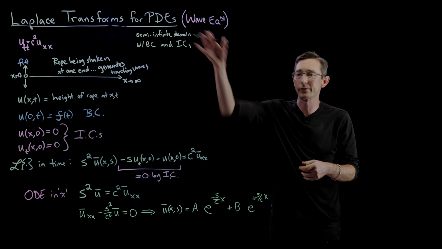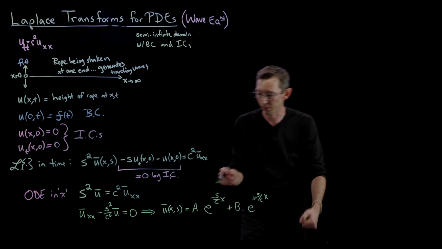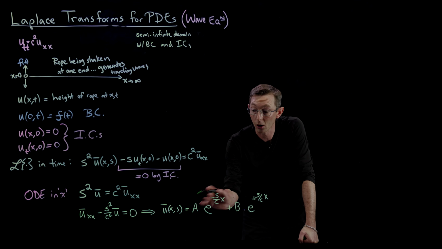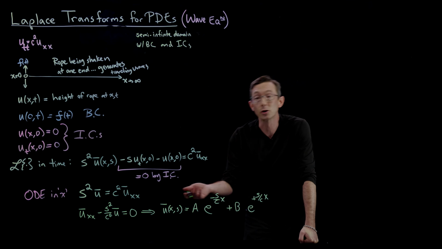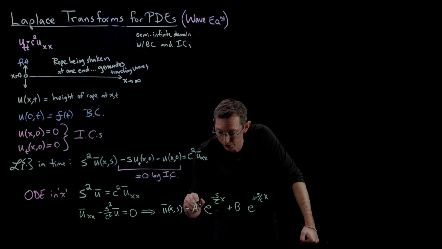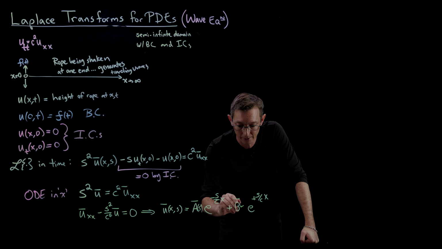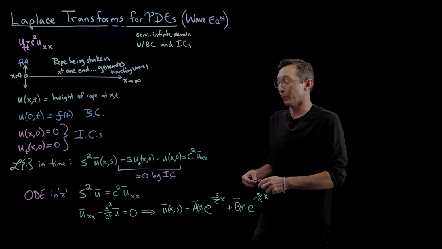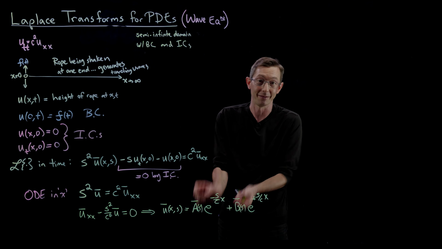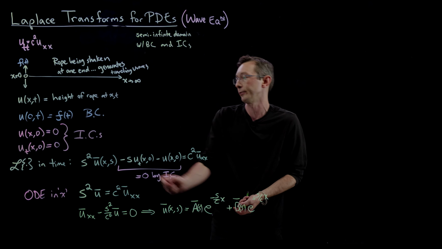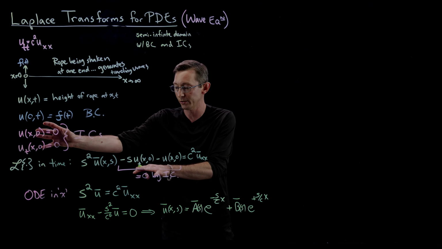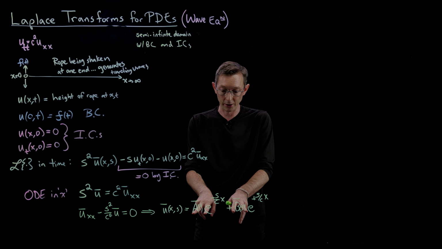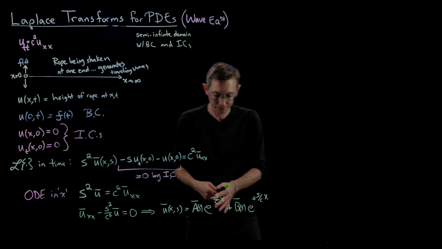And just like when we did this for the heat equation, I hope you've seen that one, these coefficients are constants with respect to x, but that means that they can be functions of s. They can be whole transfer functions, a bar of s and b bar of s. And we're actually going to determine these constants, these transfer functions, using the boundary condition here that we haven't used yet. So we already used our initial conditions. We're going to determine these using our boundary conditions.